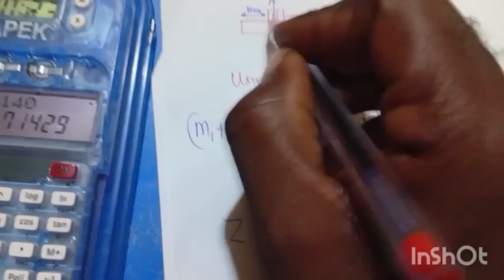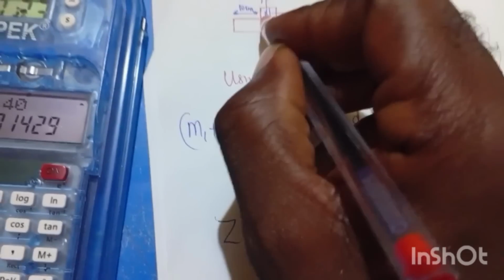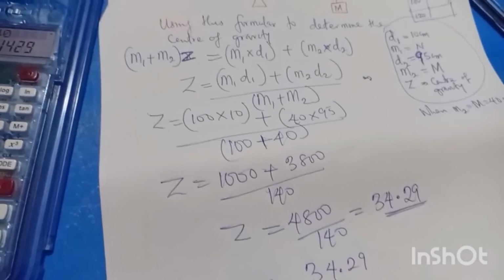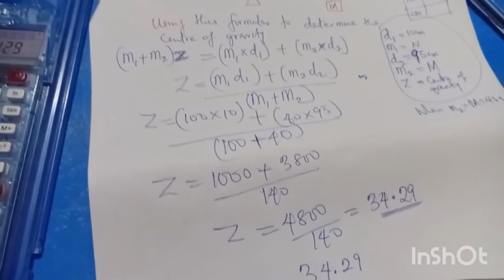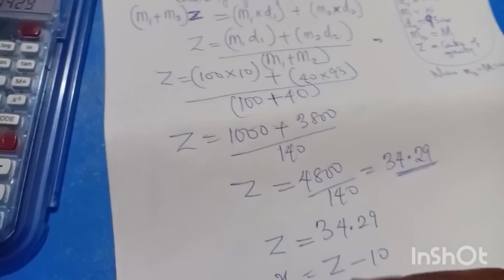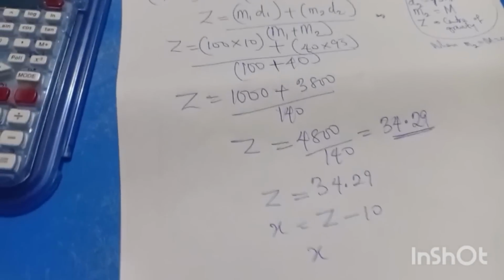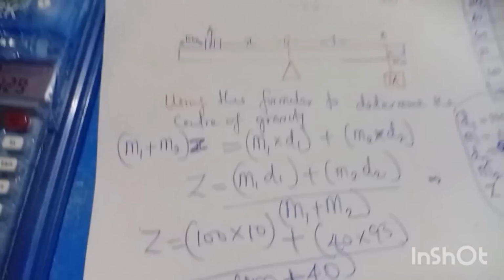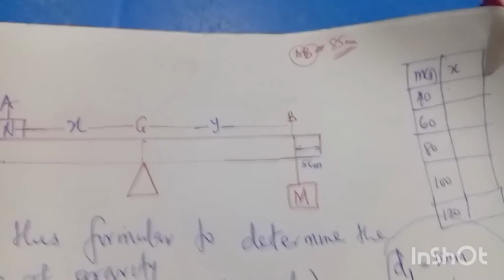And remember, you will need to remove this 10. If you follow me like that, if you remove this 10, you will get your answer. That will give you 24.29. That is your x. x will be z minus 10. That is our x for when m is 40, our x is 24.29. Please, two decimal places.